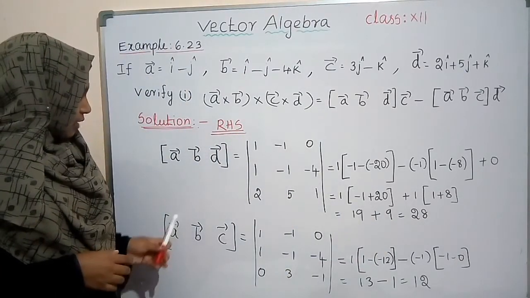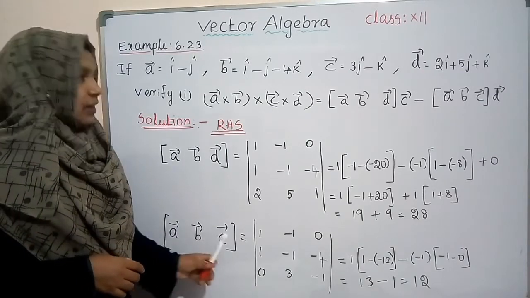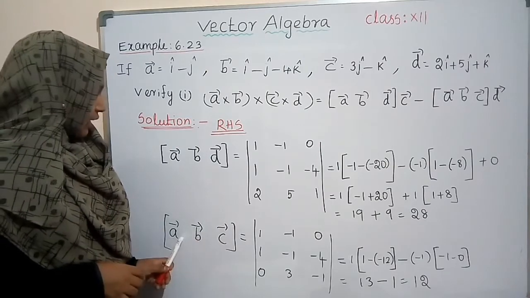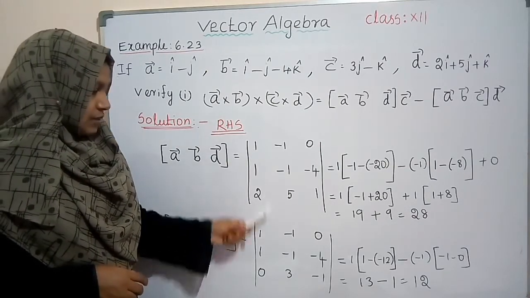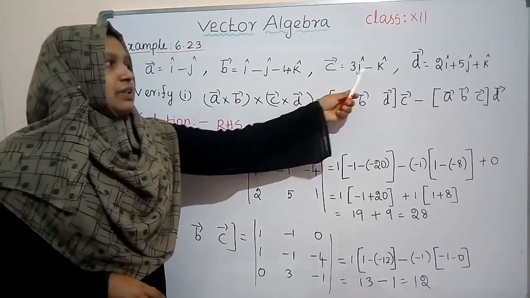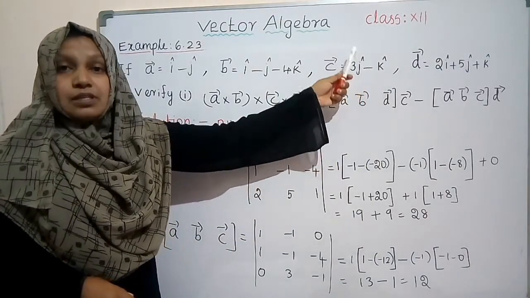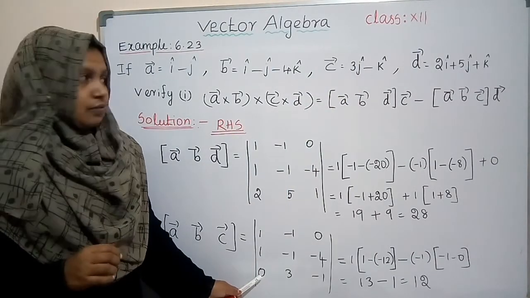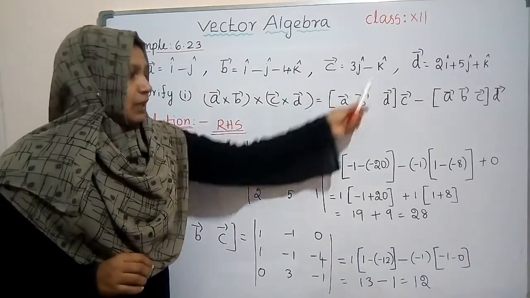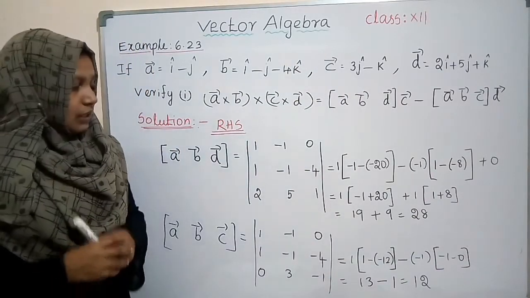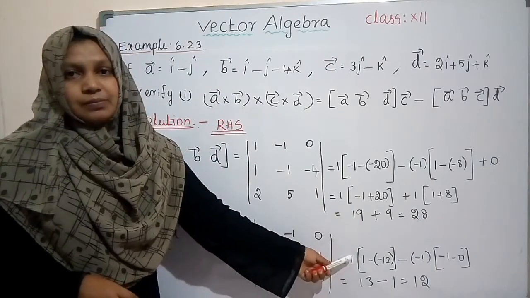Similarly you can calculate the box product of a vector, b vector, c vector. So I just use the components of a vector and b vector. It is the same as the previous determinant. For c vector alone we have 3j vector minus k cap. There is no i vector, so just write 0 in the place of i vector and 3 and minus 1 in the next two places. And then calculate the value of the determinant. We are getting 12. Okay.